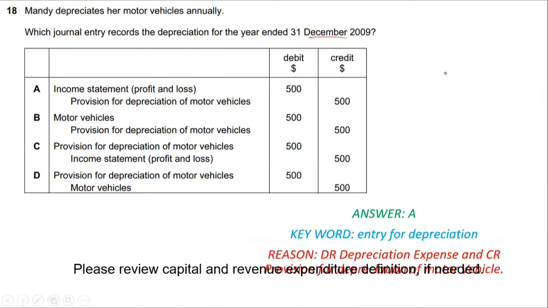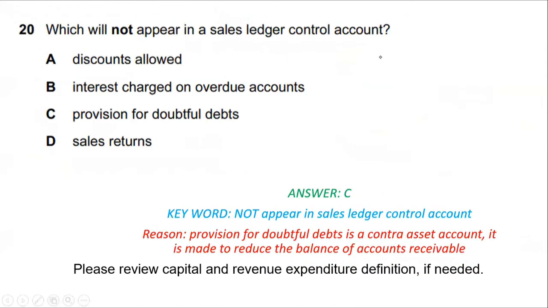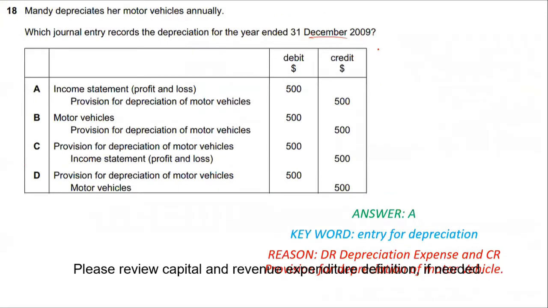Depreciation is basically an expense. That would be debit income statement, or depreciation expense, and credit provision or accumulated depreciation. So you need to search for such an option. Option A is the right answer for multiple choice 18 because it meets our definition very perfectly. Income statement, profit and loss, debit, and credit provision for depreciation of motor vehicles.